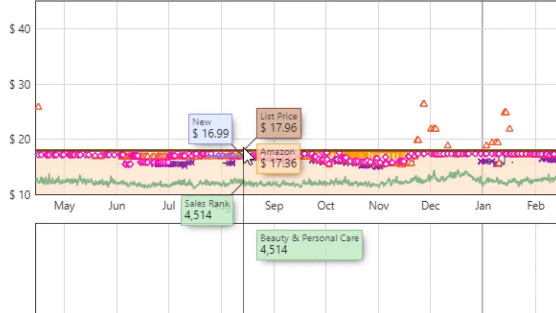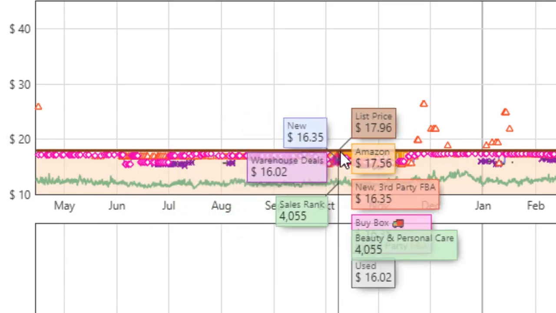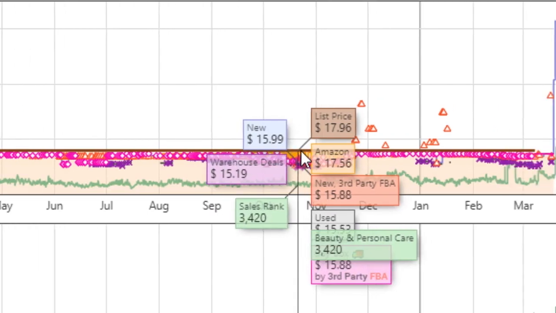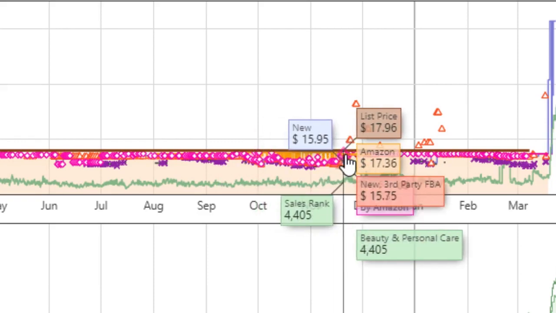You could see all of these. They say Amazon at the bottom in the buy box. So that means Amazon is winning the buy box. Here's a third-party seller winning the buy box, but then it's back to Amazon. Third-party seller, back to Amazon.